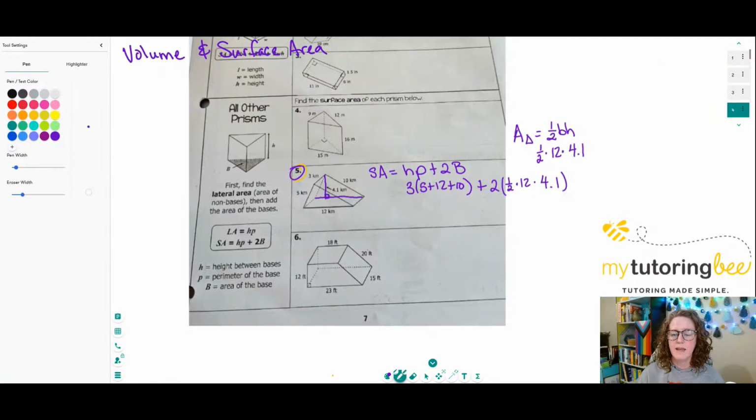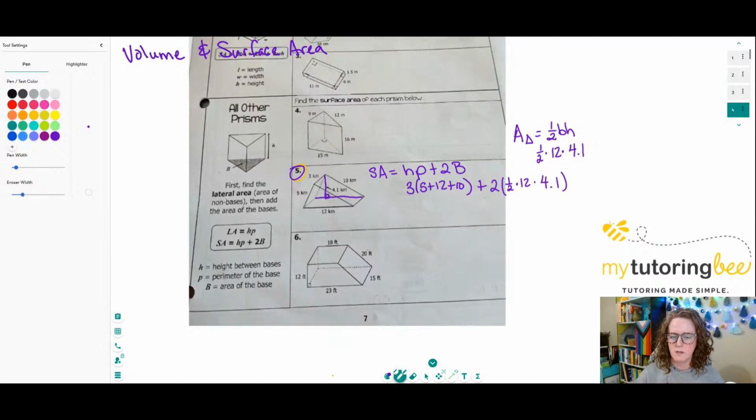All right, so that is the hard part. Now the easy part is just calculating this. And so of course, we should know order of operations. At this point, we're going to figure out what those things inside the parentheses are, and then multiply, and then add these two quantities together. So let's see what we've got. We've got 5 plus 12 is 17, plus 10 more is 27.